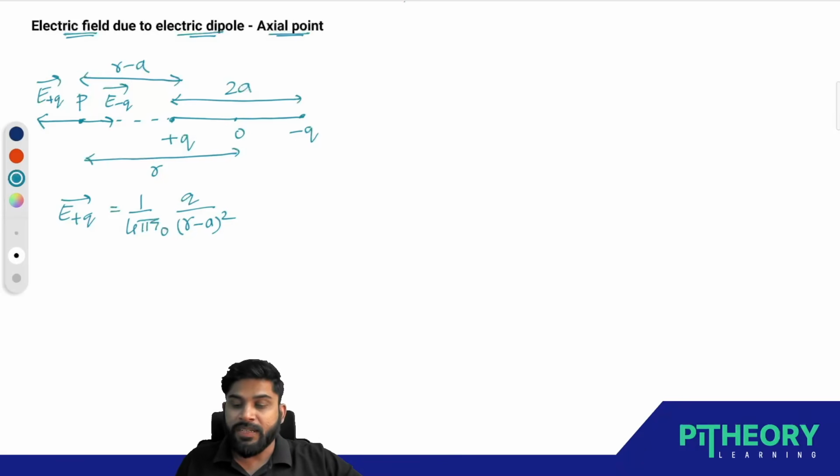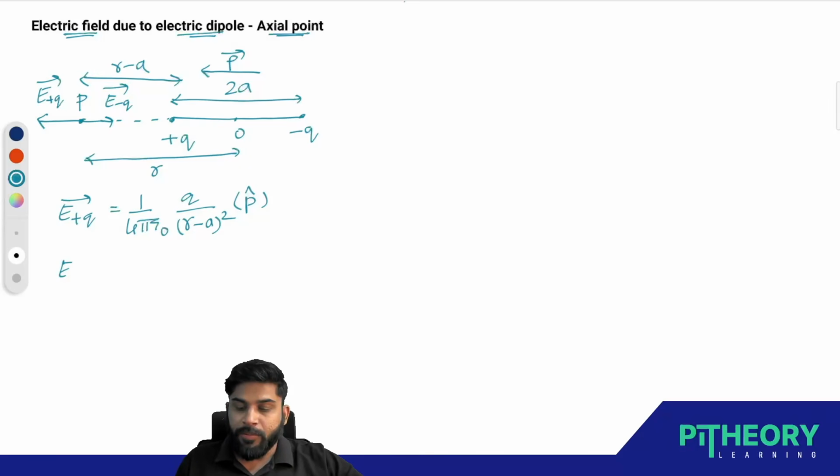And in what direction actually is this electric field? We know that the electric dipole moment of an electric dipole is directed from minus Q to plus Q, right? And the direction of E plus Q and the dipole moment P are the same, correct? They are parallel to each other. So I'm going to write it in terms of the unit vector in the direction of the dipole moment, which I'm marking as P cap, and write E plus Q like this.